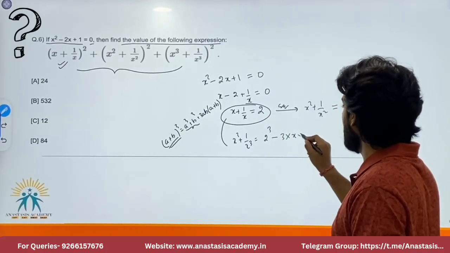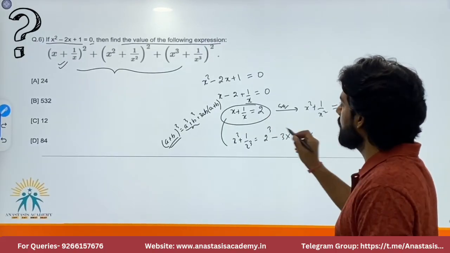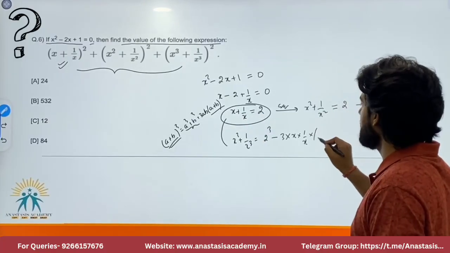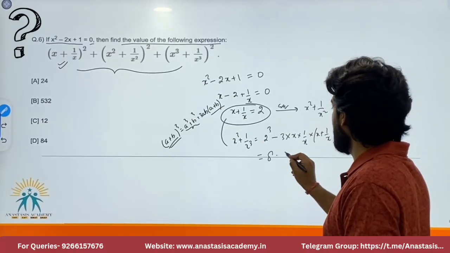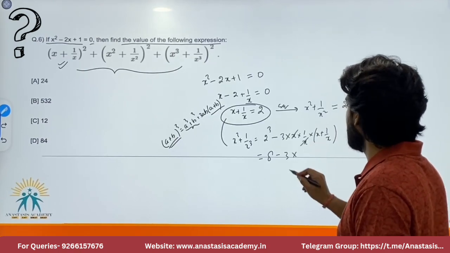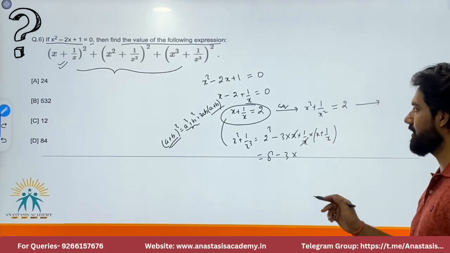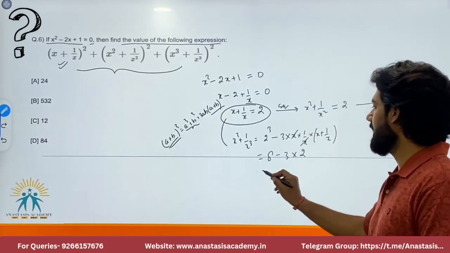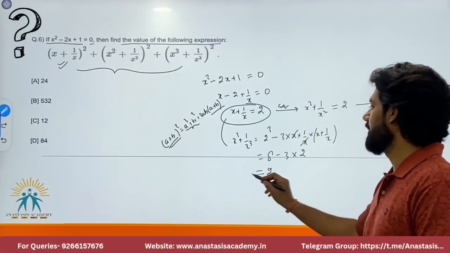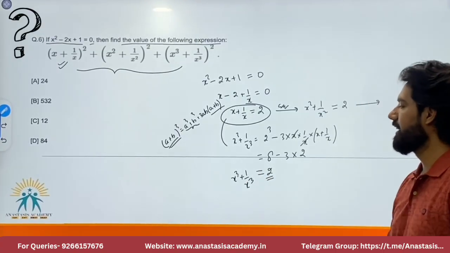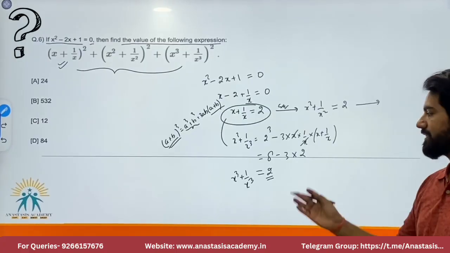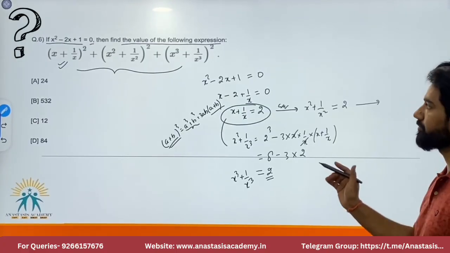A into b is x into 1 upon x, into a plus b. A plus b is x plus 1 upon x. So it becomes 8 minus 3 times, this gets cancelled, into x plus 1 upon x, which is given as 2. So 8 minus 6 is 2. So from here, x cube plus 1 upon x cube is also given.